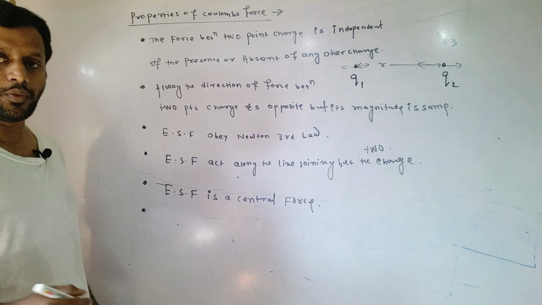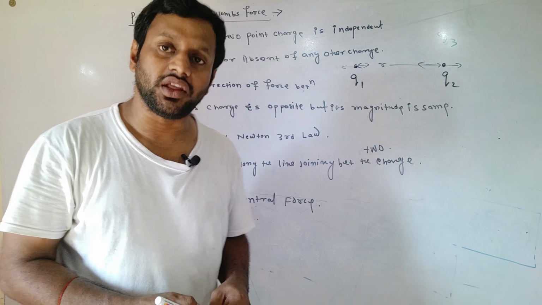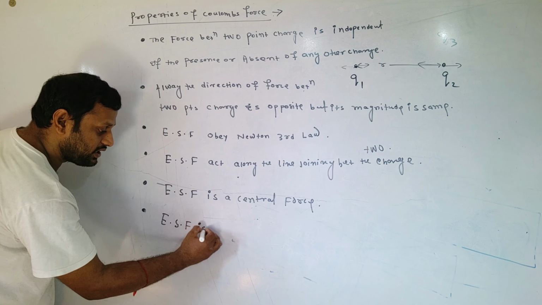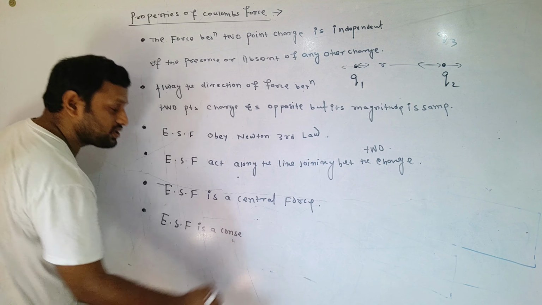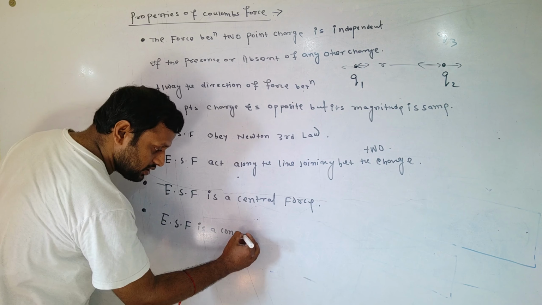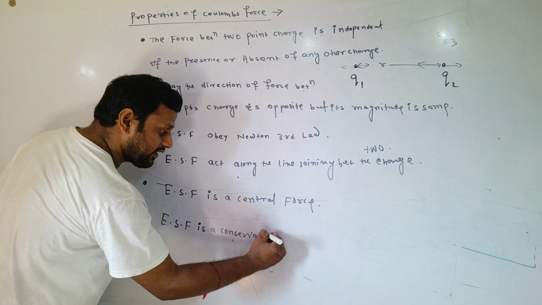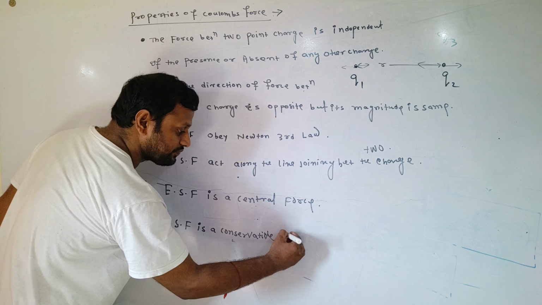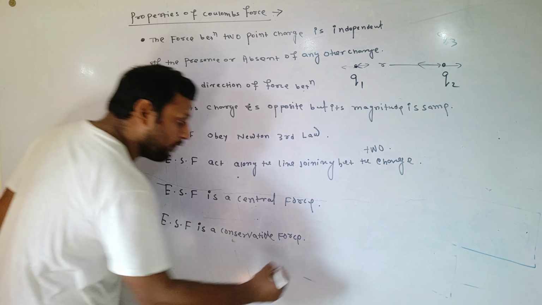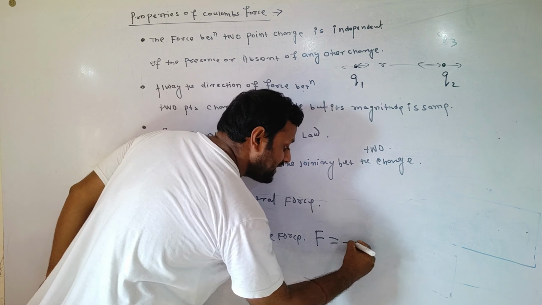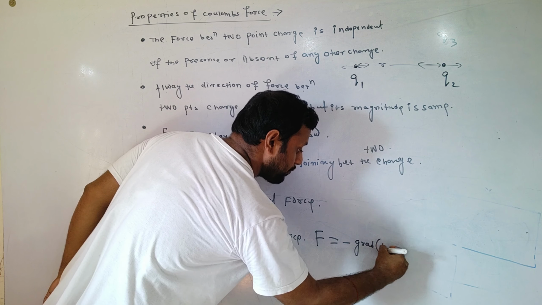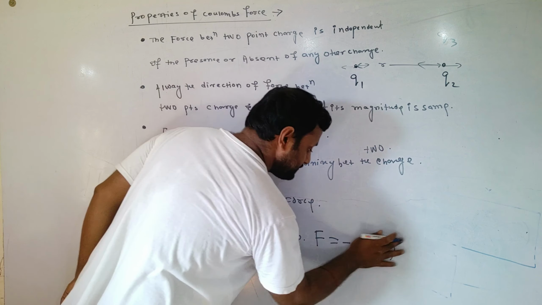Write the next point. Electrostatic force is a conservative force. Conservative force means work done is independent of path. If any force is a conservative force, the force can be represented by minus the gradient of potential energy, or we can say minus grad U.